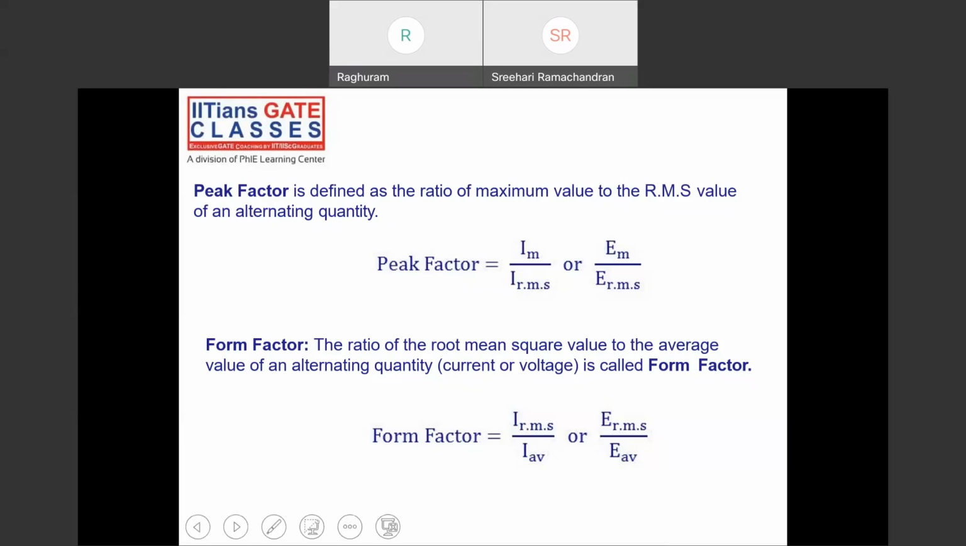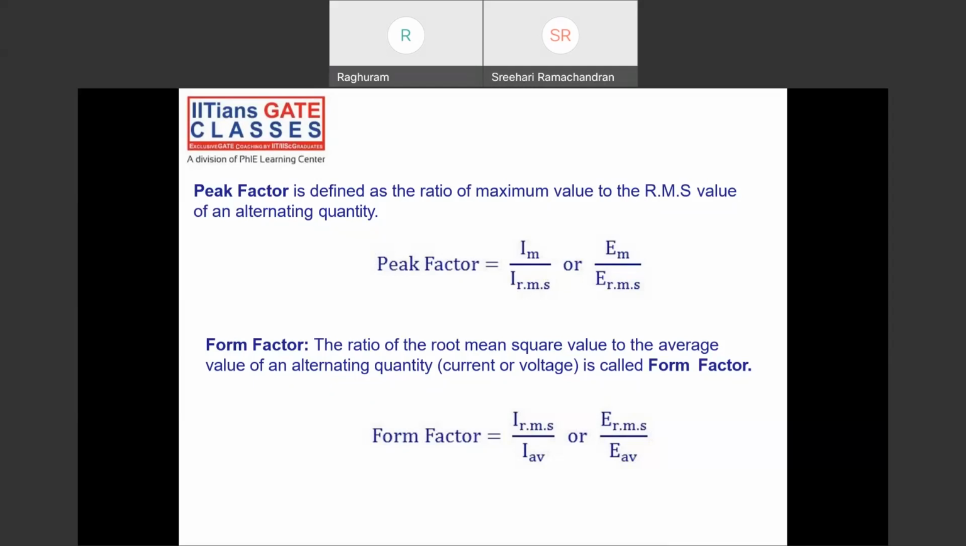Actually, where are these factors used mainly? See, these are indicatives. Peak factor indicates the peakiness of a wave, whether the wave is very steep or not. It depends upon the maximum value. If the maximum value compared to RMS value is very high, the peak factor will be more, which means the wave is very peaky. It actually helps you in setting up of frequencies; you can choose the wavelength and all.